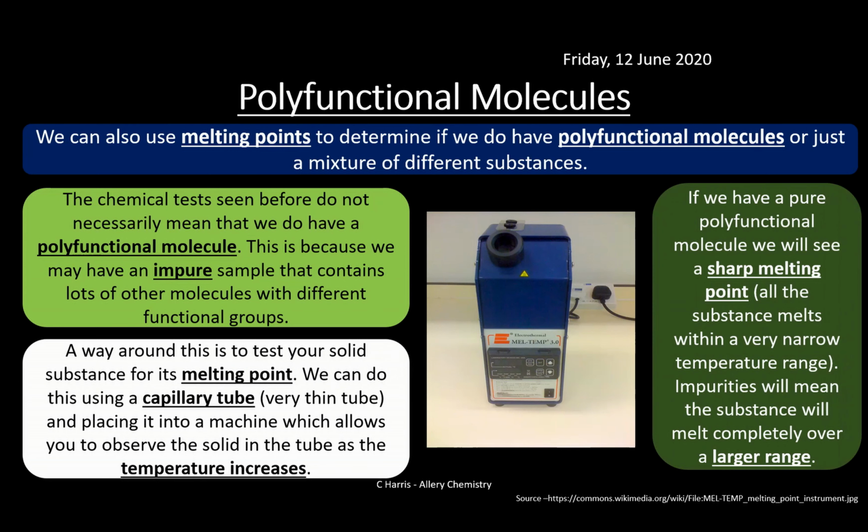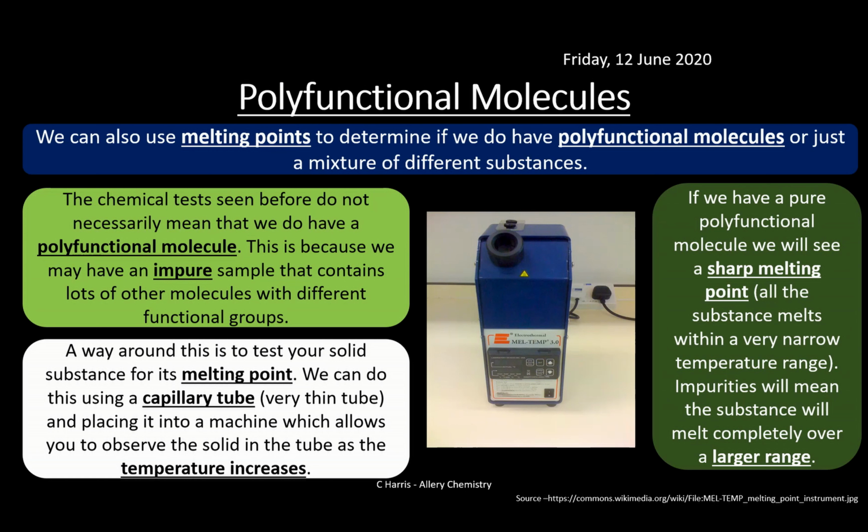Now if we have a pure polyfunctional molecule, we should get a really sharp melting point, so it all melts in a very narrow range, and we can control the temperature. This is heavily controlled temperature. Impurities, if we had a mixture of different molecules and it wasn't polyfunctional, then what we would see is a melting point range that's much broader. Okay, so we've just got to be looking for this. So we do our chemical tests before, fine. We then put it through a melting point apparatus like this. And if we do get a sharp melting point, we can be confident that we do have polyfunctional molecules in there, and not just a mixture of different molecules with different functional groups.